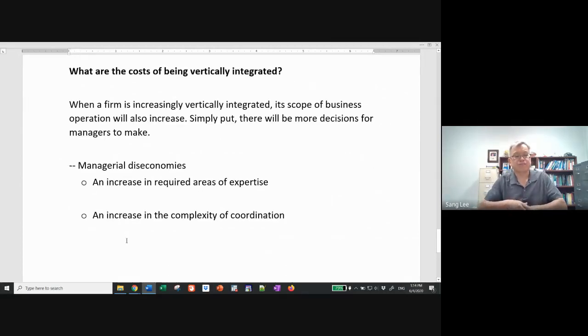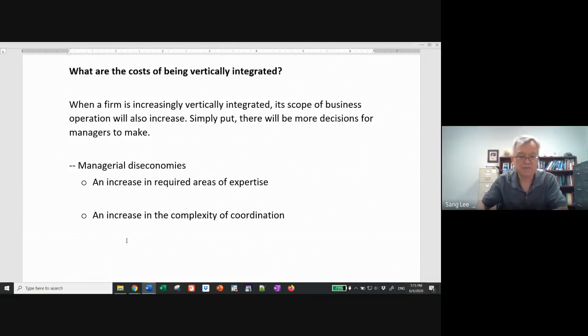One is an increase in required areas of expertise. So vertical integration is not just that simple. When you acquire another company through mergers, your supply chain expands. And then, as a manager, you have to acquire a new set of expertise as well.